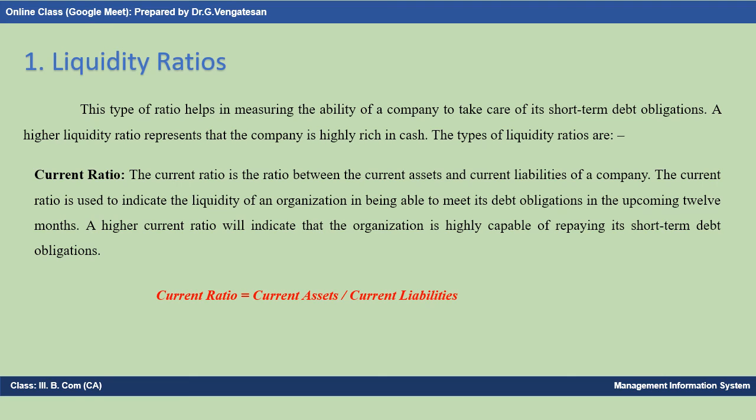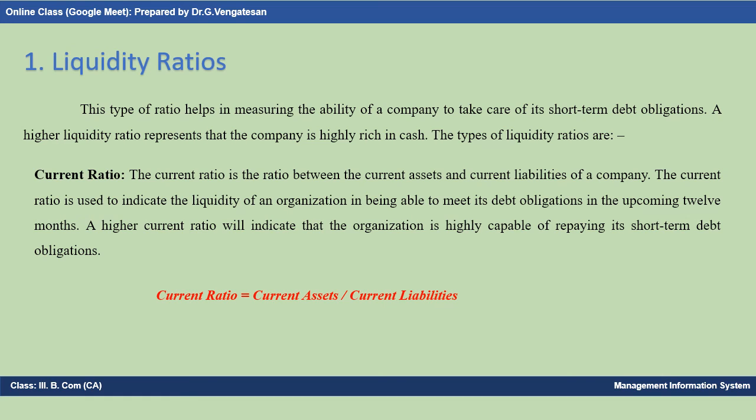What is a current liability? Current liabilities are those liabilities that should be settled within a short period of one year. If you have any liability that can be settled within one year, then that liability is known as a current liability. Now, the formula for the current ratio is current assets divided by current liabilities.